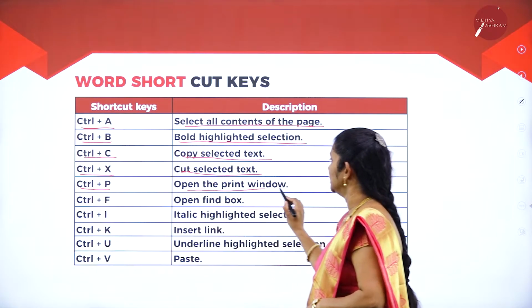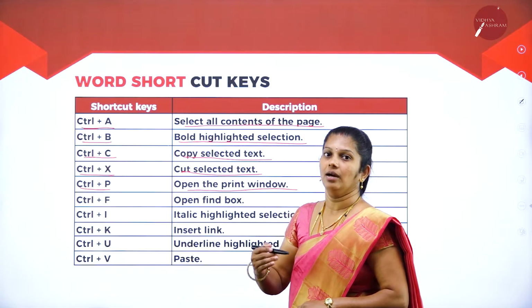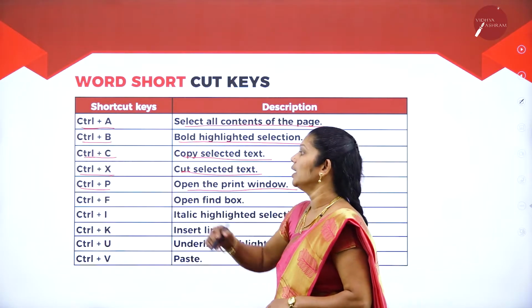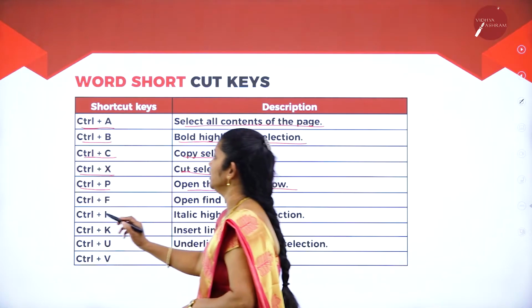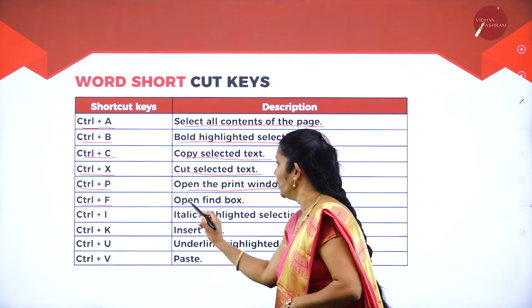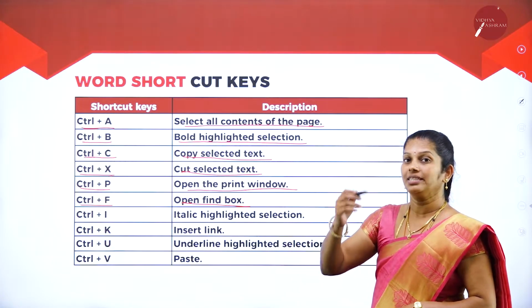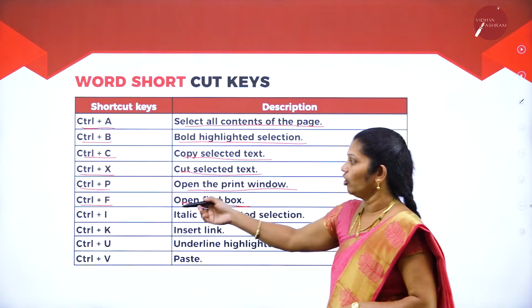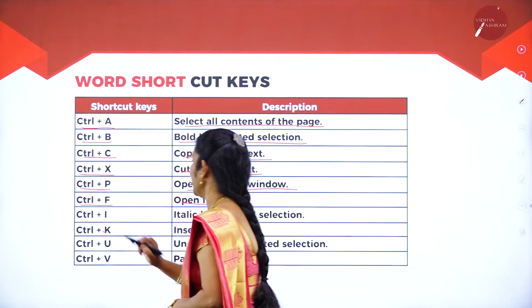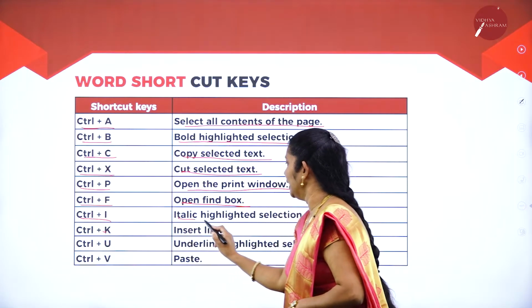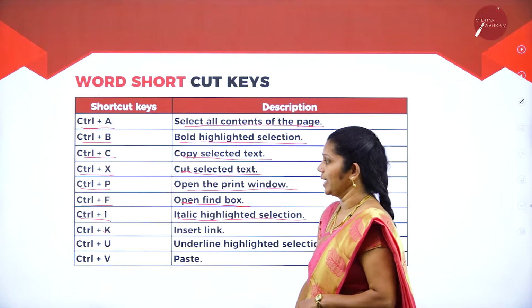Ctrl+P, open the print window. When you want to print some data by using a printer, we use this, Ctrl+P, for printing purposes. Then Ctrl+F, open find; the dialog box will display, and on that dialog box, whatever item we want, we can find. Ctrl+I, italic. When you want to make the text italic, we use Ctrl+I.